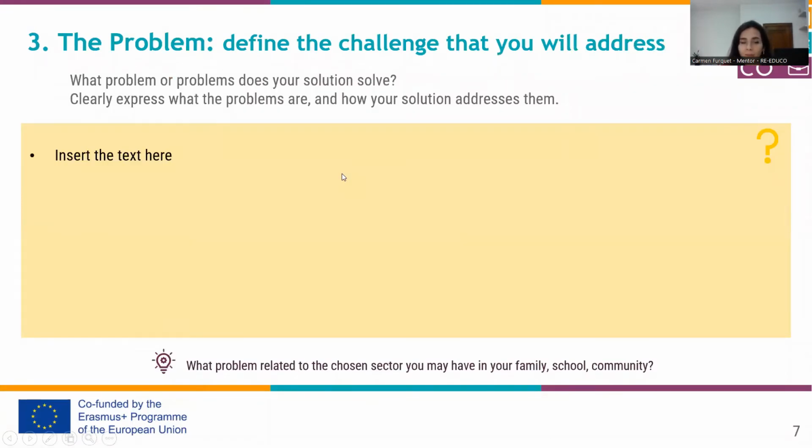So let's start with the problem. The problem means that we have to define the challenge that we are going to address with our value proposition, and we have to answer one question. We have to wonder, what problem or problems does my solution solve? And we have to clearly express what these problems are and how my solution is going to address them.